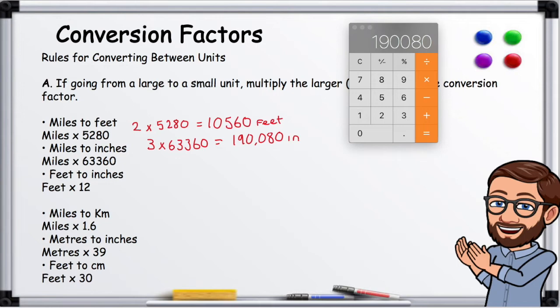Let's do a nice small one now. Feet to inches. Now we're going to see how many inches are in 5 feet. So we multiply the larger unit by the conversion factor. So 5 feet would be 5 times 12. Now if you're familiar with your multiplication, you know that 5 times 12 equals 60. So there are 60 inches in 5 feet.